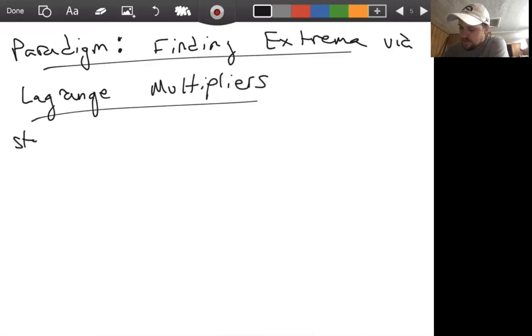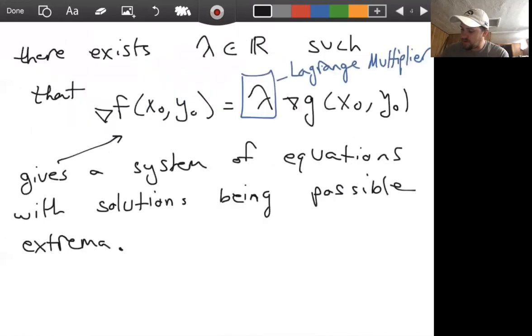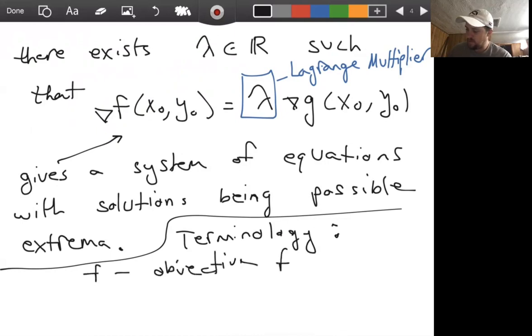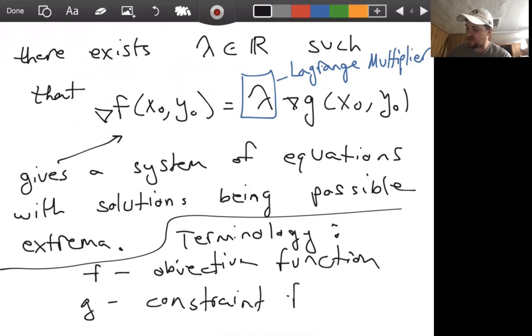Okay, the first step is kind of just some prerequisite things. Well, one is to determine what the objective and the constraint functions are. And so maybe first let me introduce some terminology here. We call f the objective function because this is the one that we're looking to maximize or minimize. And we call g the constraint function because this is the function that is imposing the constraint.